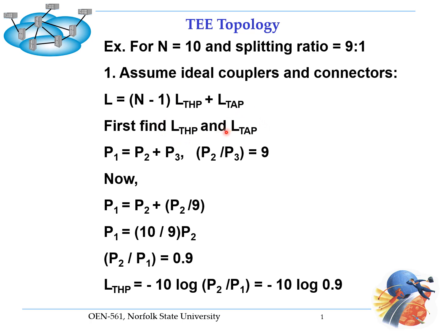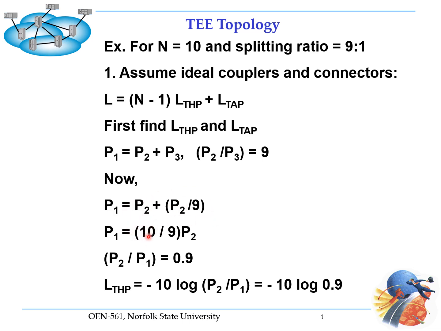In order to find throughput loss, we need to have the ratio P2 to P1. How can we get it? So what we know is that we have an ideal coupler, no excess loss. So P1 equals P2 plus P3. And from the splitting ratio 9:1, we have P2 divided by P3 equals 9. From here, P1 equals P2, but instead of P3, we can plug in P2 divided by 9.